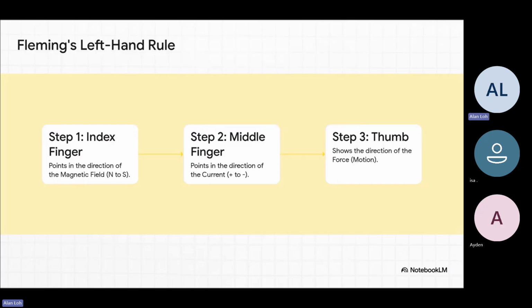Okay, so how can they possibly predict which way that wire is going to move? Well, luckily for us, there's a handy little trick for that, a sort of cheat code, Fleming's left-hand rule. It's super simple. You just take your left hand, point your first finger in the direction of the magnetic field, then point your middle finger in the direction of the current, and bam, your thumb magically points in the exact direction of the force. It's a pretty brilliant way to see this invisible interaction, right?